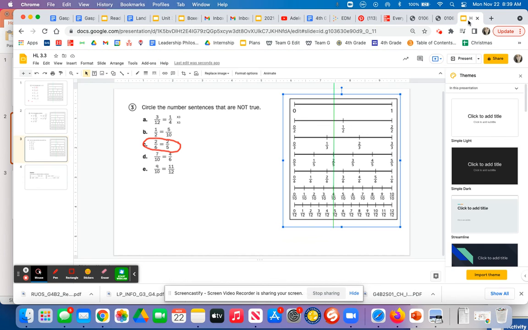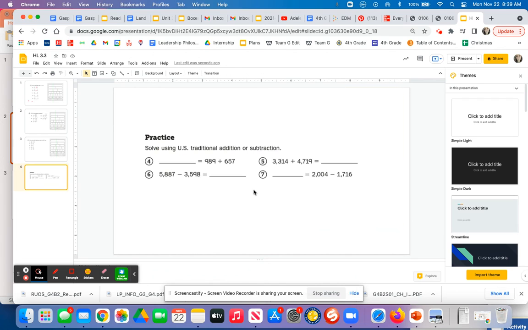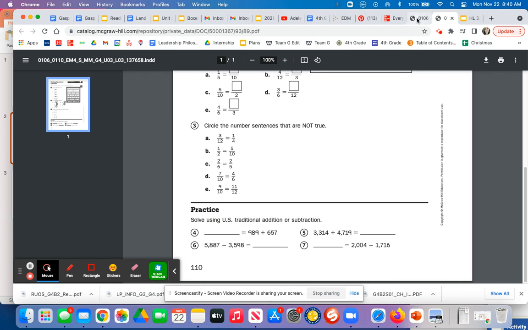So your last step is to solve the practice problems. Okay, so we have 2 multi-digit addition problems and 2 multi-digit subtraction problems. Go ahead and pause and unpause when you are ready for the answers. All right, go ahead and pause this screen so you can correct.